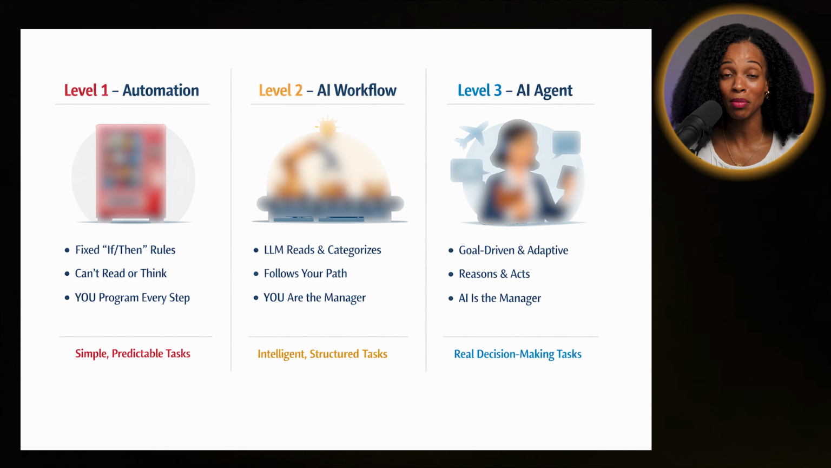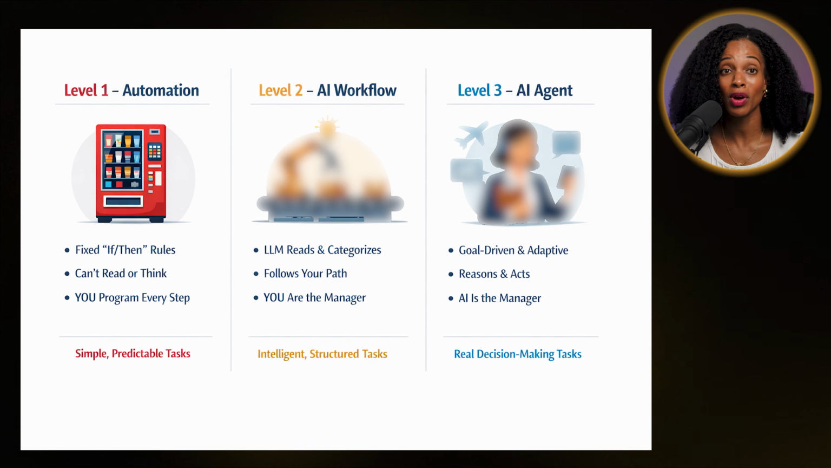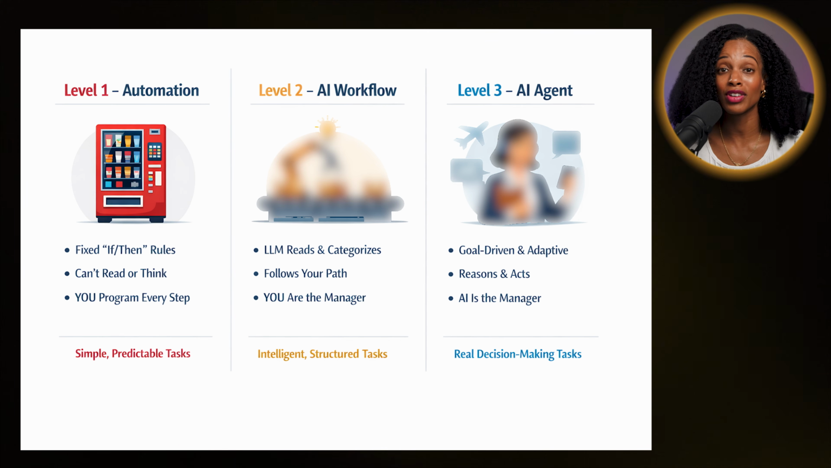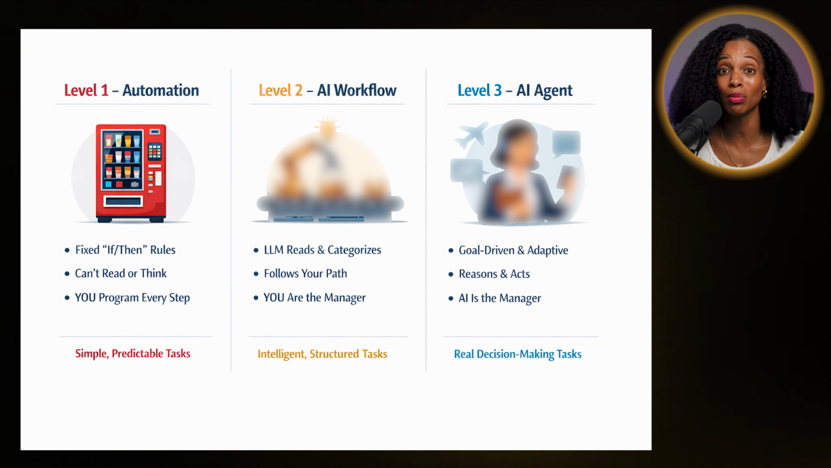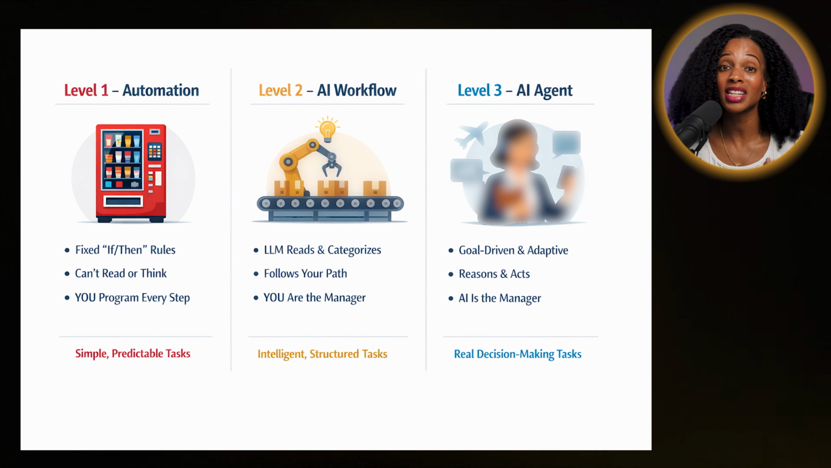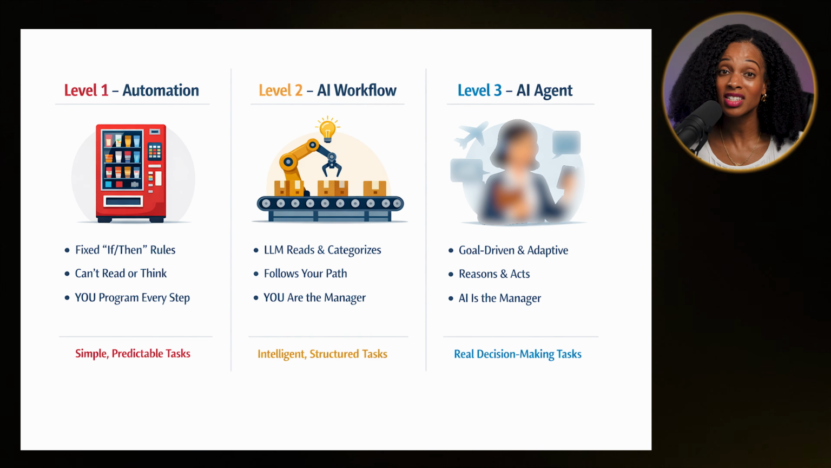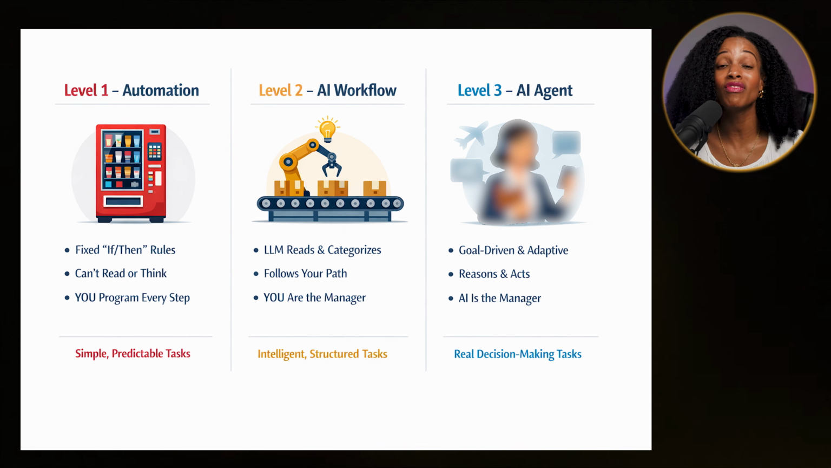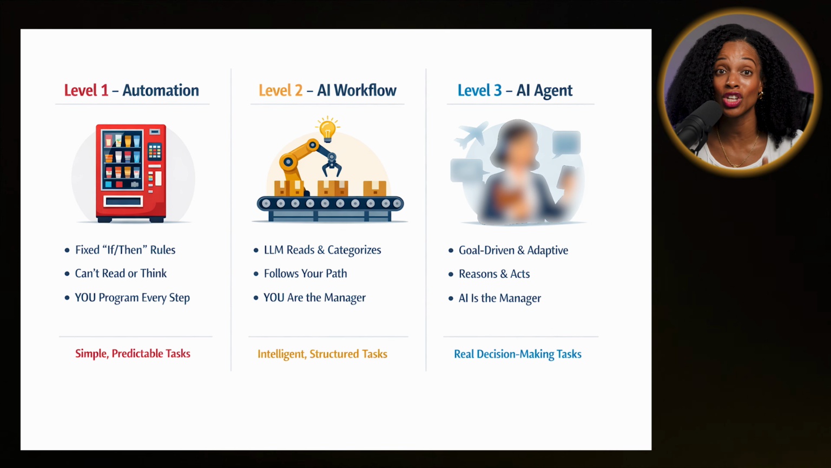Okay, here's how I think about this, and this is going to make everything click. Level 1 is like a vending machine. You press button A, you get item A every time. No thinking, completely predictable. Level 2 is like an assembly line with a smart station. One station can read and make decisions, but the conveyor belt still moves in the direction that you assigned.